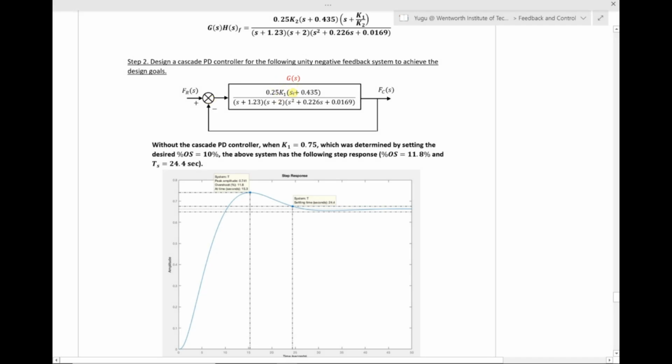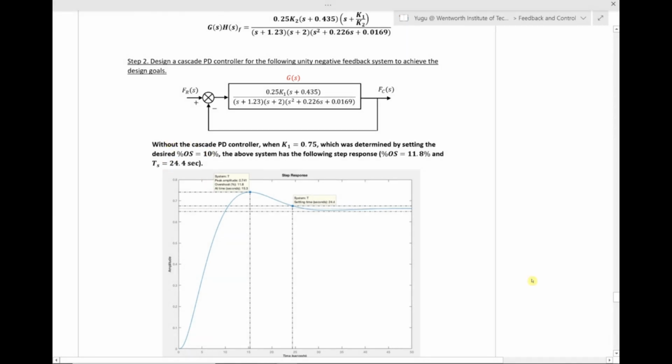K1 comes from the original system, so it stays. It has been chosen to be equal to 0.75 to achieve a percentage overshoot of 10%. According to the simulation, when K1 is equal to 0.75, the actual percentage overshoot is 11.8%, which is still below 20%, and the settling time is 24.4 seconds.